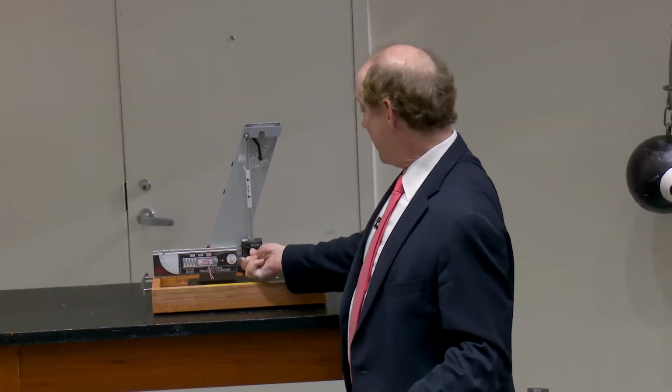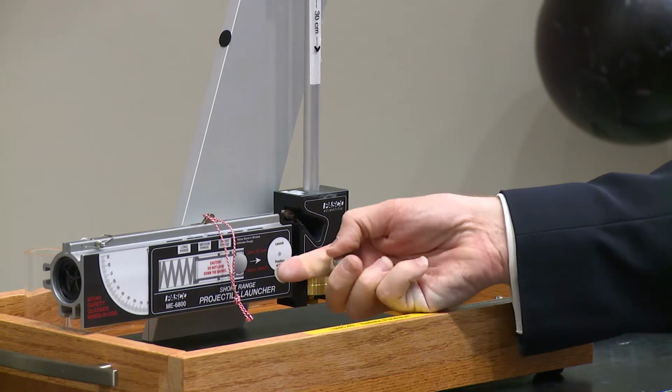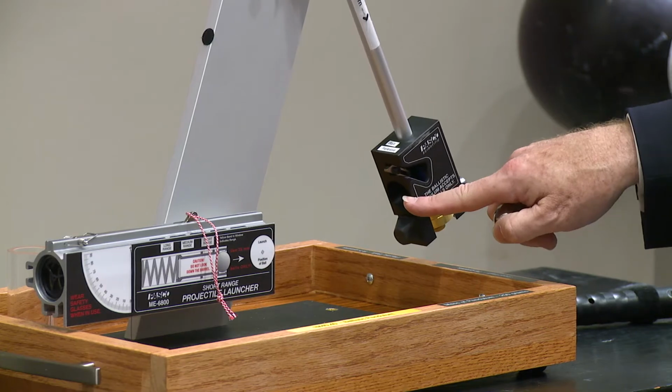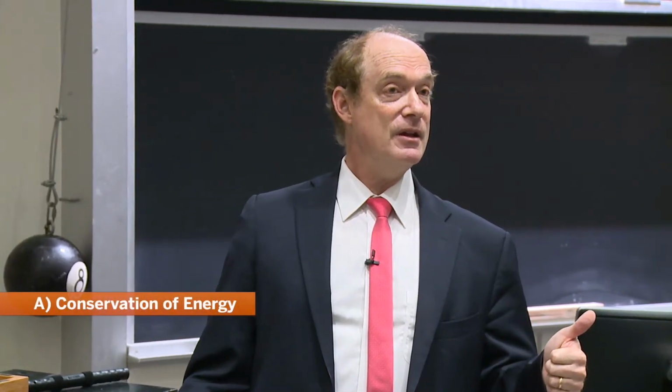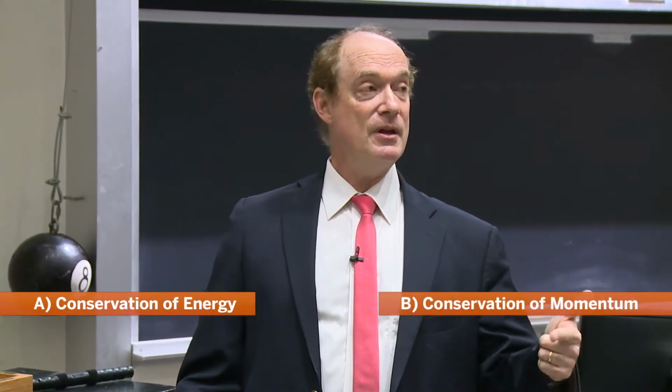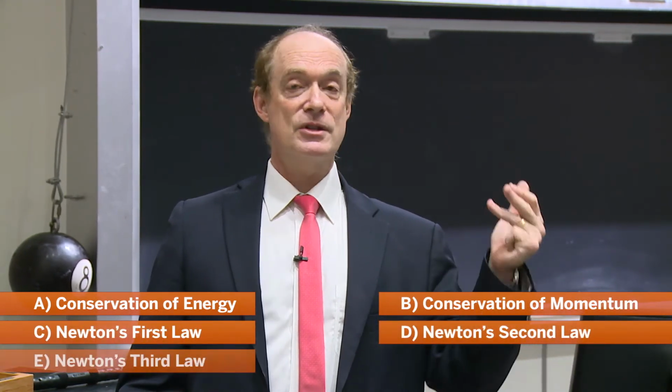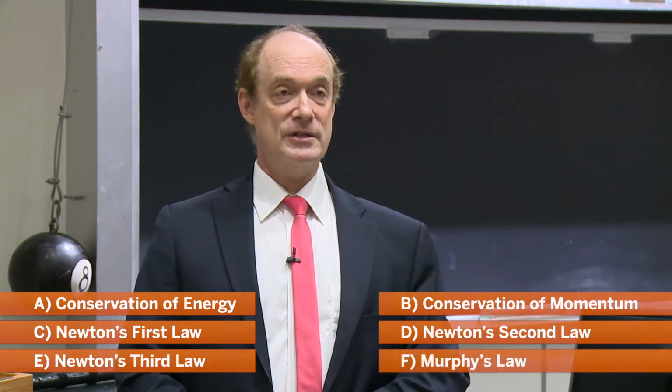And then there's the final part of the process. The ball and the pendulum are moving together, and they move up until the pendulum reaches a maximum angle before coming back down. What idea or concept determines that maximum angle? Is it conservation of energy, conservation of momentum, Newton's first law, Newton's second law, Newton's third law, or Murphy's law?